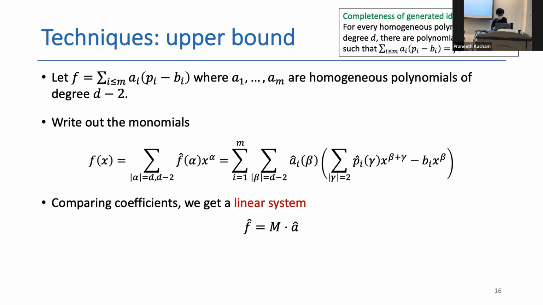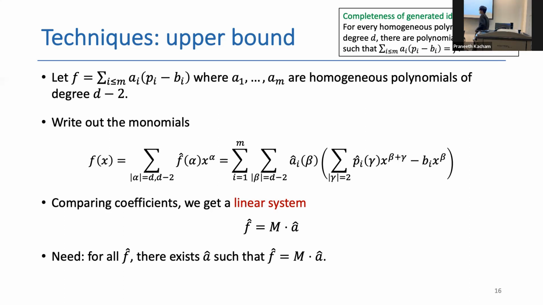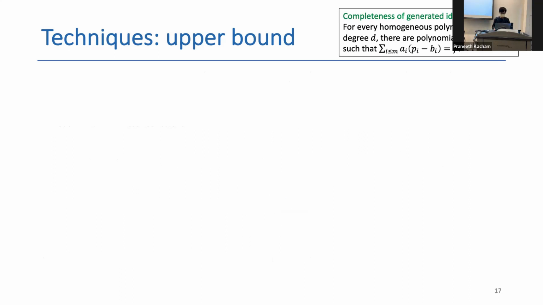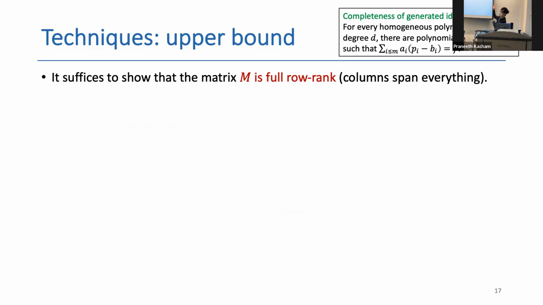Anyway, let's just compare the coefficients on both sides. We get a linear system that looks like this. So what we need is that for any f hat, because remember f hat are the coefficients of f, there exists a hat such that this holds. That's all we need. And this basically means that this matrix M has to be full row rank. It's a fat matrix, and the columns span everything. Column spanning everything means that rows are linearly independent.